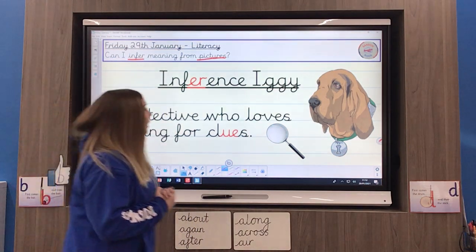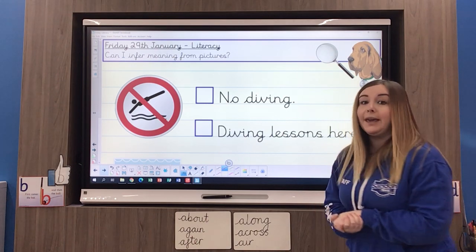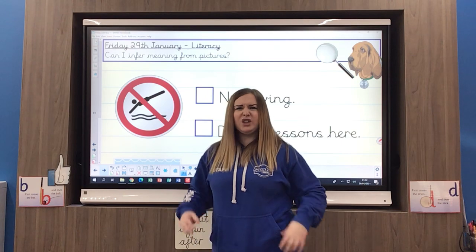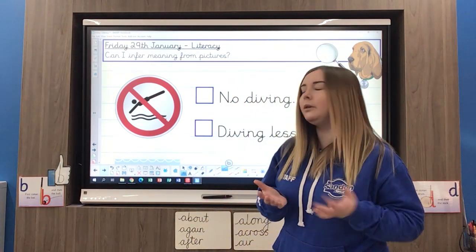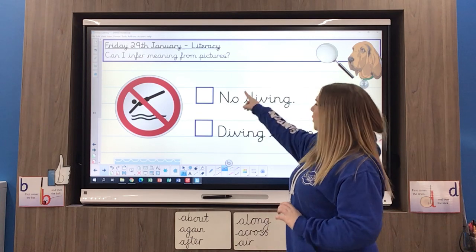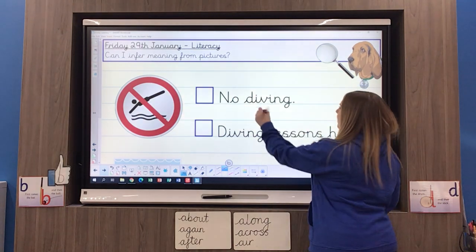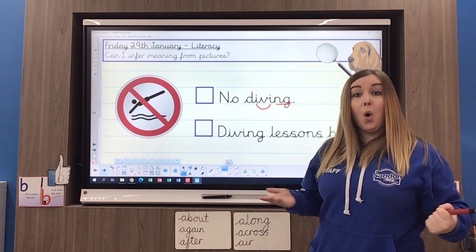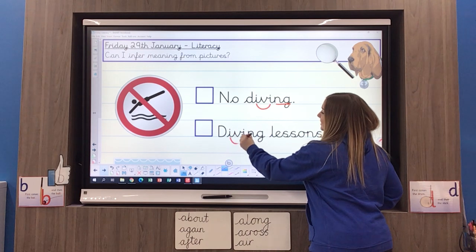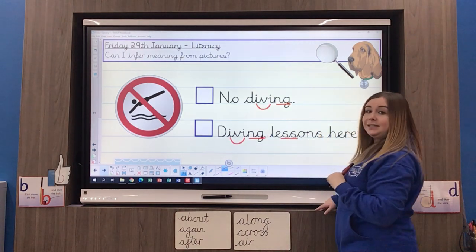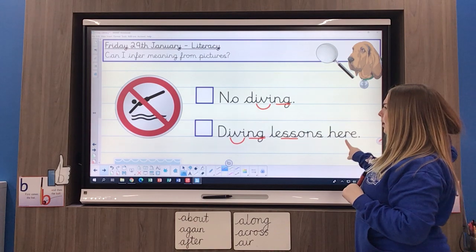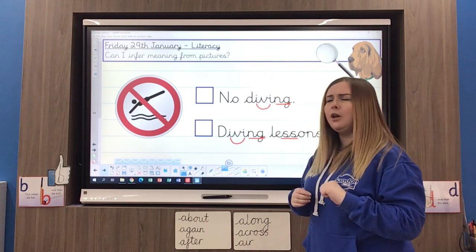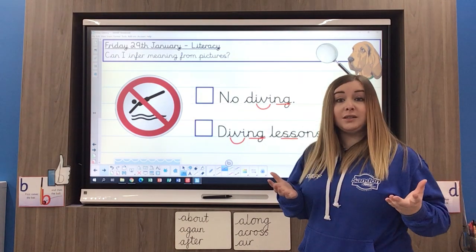So, I've got a picture on my board, and you'll notice there are no words on my picture, and we've got to think, what does this picture mean? So, does it mean no diving, or diving lessons here? So we've got to look carefully and think, does it mean we're not allowed to dive, no diving? Or does it mean that we can learn to dive?